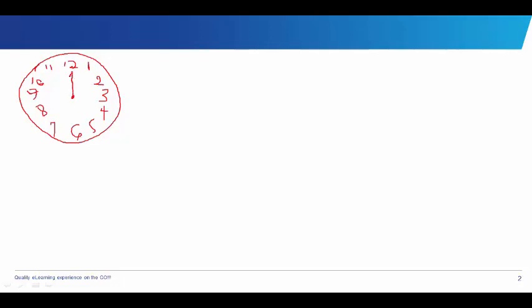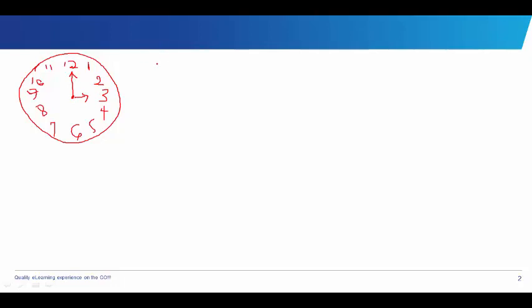Okay, now let's look at time. So this is a clock. 12, 6. Here is 3. Here is 9. This is 11, 10, 8, 7, 5, 4, 2, and 1. And what about the long hand and the short hand?